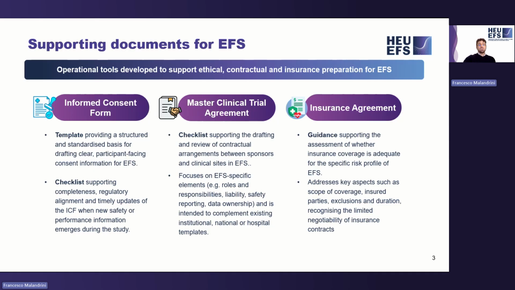The guidance focuses on key aspects such as the scope of coverage, insurance parties, exclusions, claim procedures, and duration of protection, and supports consistency in insurance review across different jurisdictions. In summary, these supporting documents are practical tools developed to facilitate the ethical, contractual, and insurance preparation of early visibility studies. They support more efficient EFS submission and review, helping reduce uncertainty and delays during the study steps.